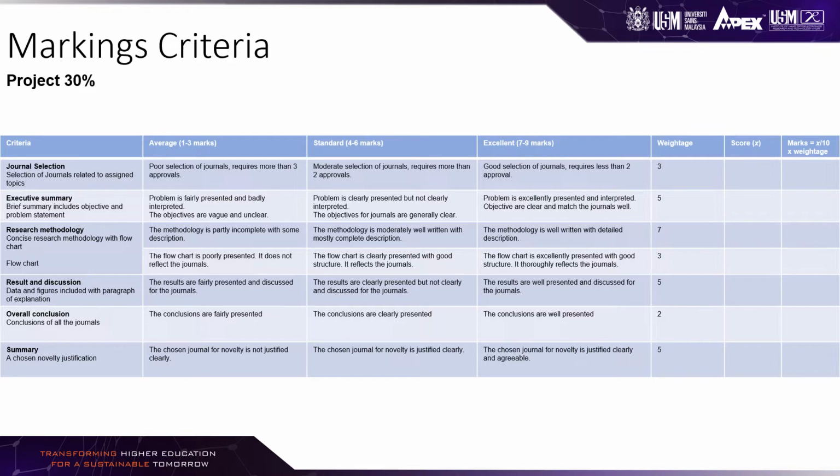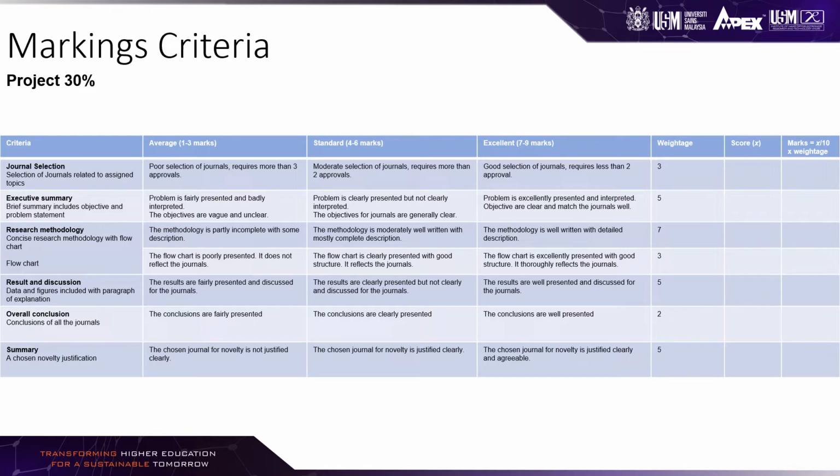If you have a good selection, you're going to have 7 to 9 marks. So it requires 2 approvals, meaning that if you select 3 journals that are very good, you're going to have higher marks compared to a poor selection of journals that requires me to reject your selection and proceed with another approval and so on and so on. So be careful with this. Initially, please select a good journal.